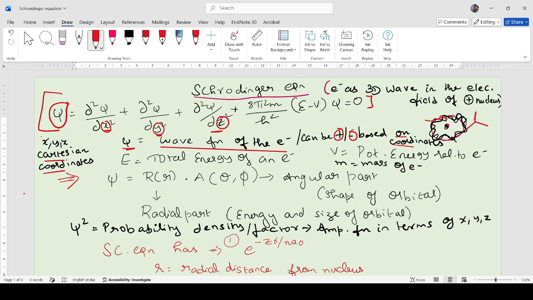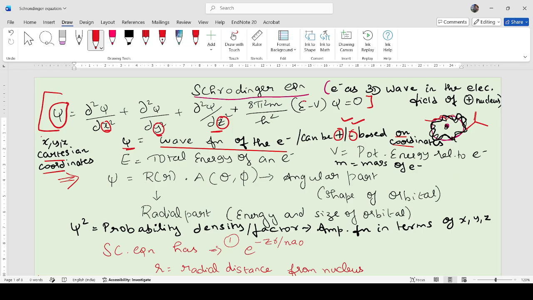I guess you remember that when we were discussing the radial distribution curve, the very first curve was drawn between psi and r. We found that there was a negative coordinate also like this. Do you remember this? Yes, ma'am. To remove that, we just squared it and we said it is a probability density factor. So this psi could be positive as well as negative based on the coordinate.